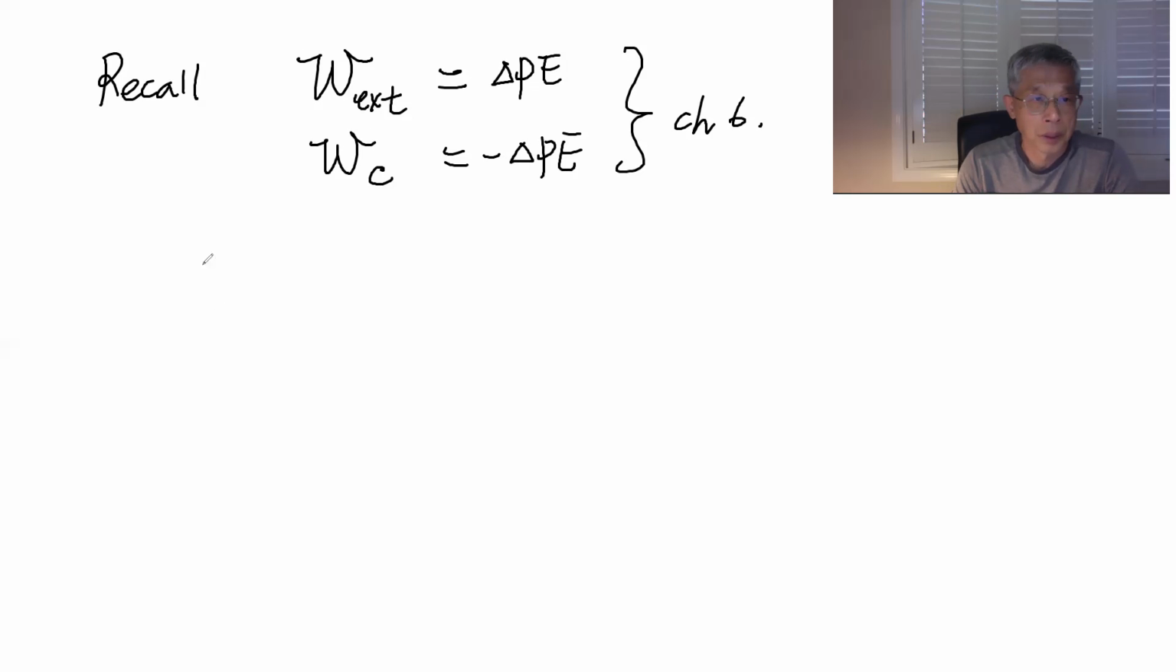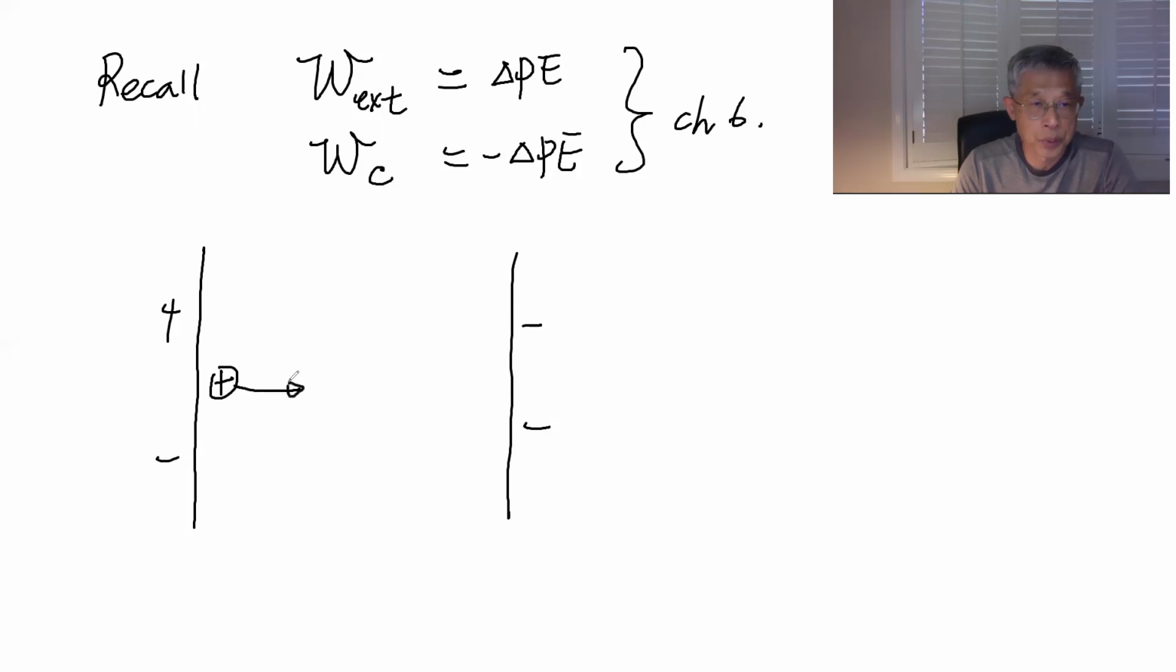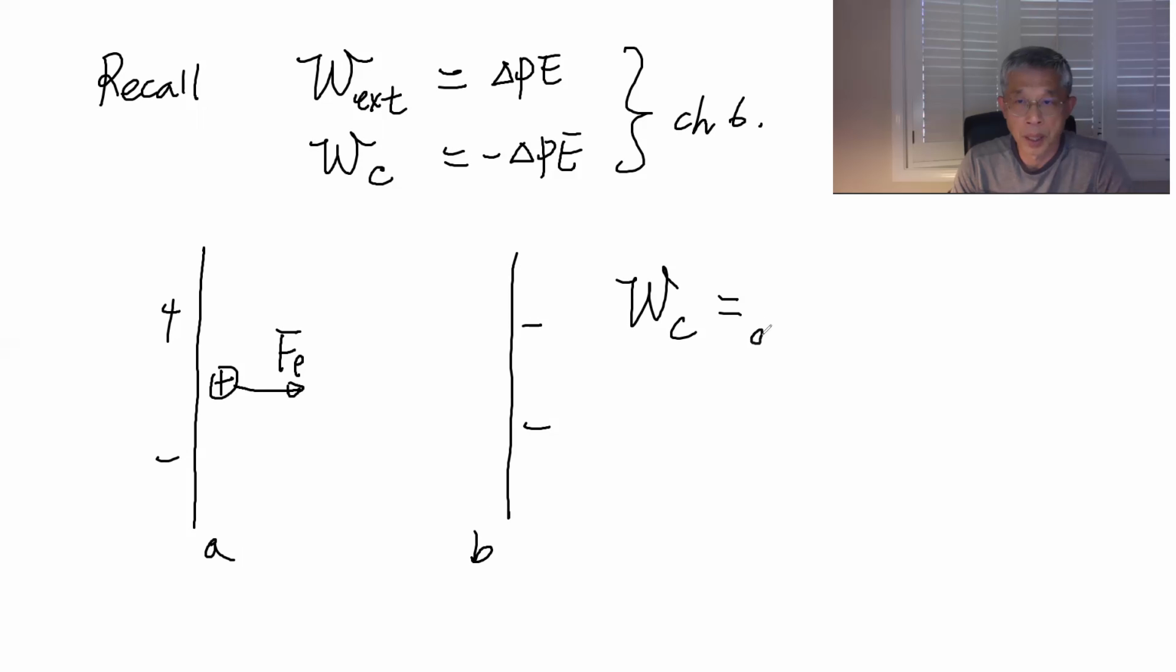So if we have the plates, positive and negative, and we have a positive charge here, we know the electric force is going to be on this side because it's positive. For the work done by the conservative force, I'm going to call these A and B. Usually we say work done from A to B, but they also like to write it as WBA.